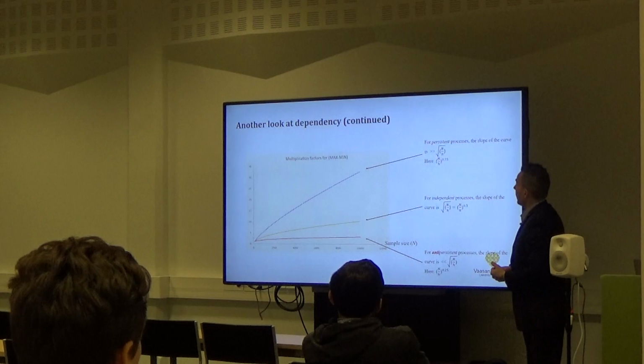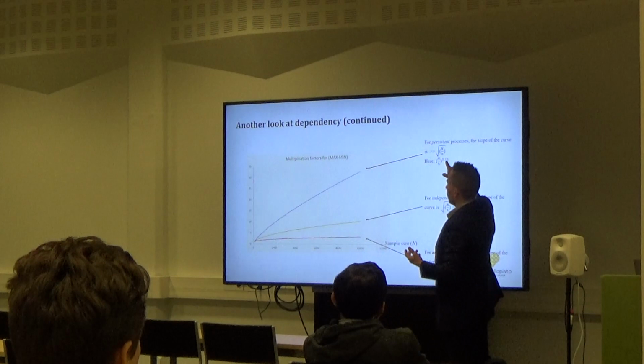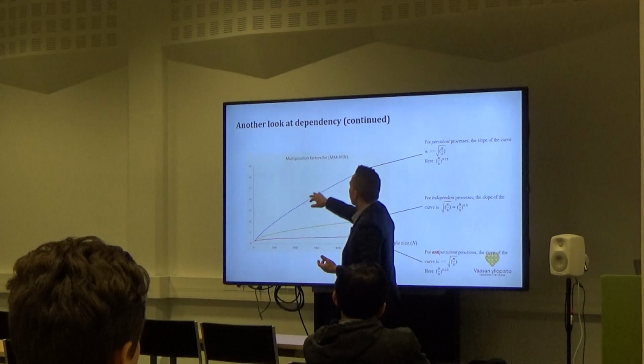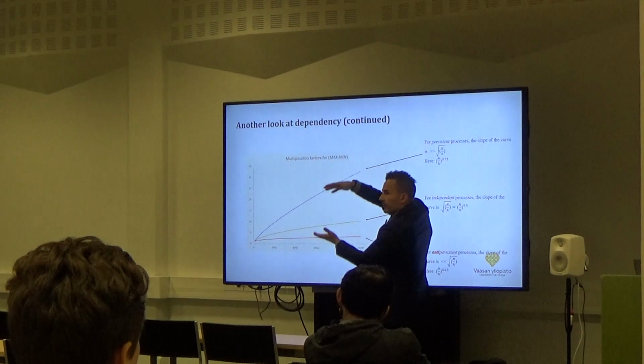For a process that is highly persistent, the slope here is much steeper. It should be larger than 0.5. Here I have simulated a process that has 0.75, for instance. You see, it's a much steeper slope. So you have to multiply the initial sample by a much larger factor, because the range of maximum and minimum that you can expect widens if we have dependency.